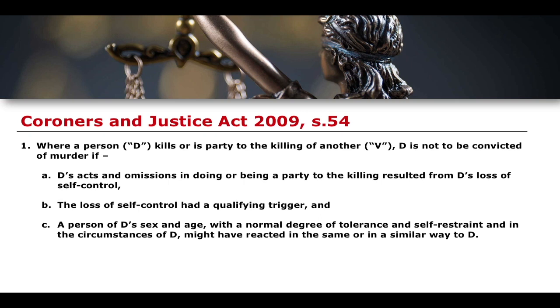The second requirement is that this loss of self-control has a qualifying trigger. We'll get to what this qualifying trigger means in a minute. But ultimately, it is a justification which is recognized in law as being valid for this particular partial defense. And then finally, you have to judge the actions of the defendant on the basis of their sex and age. So somebody who is roughly the same age and of the same sex as the defendant, given a normal degree of tolerance and self-restraint, a general reasonable amount of tolerance and self-restraint, in the same circumstances of the defendant, would they have reacted in the same or in a similar way?